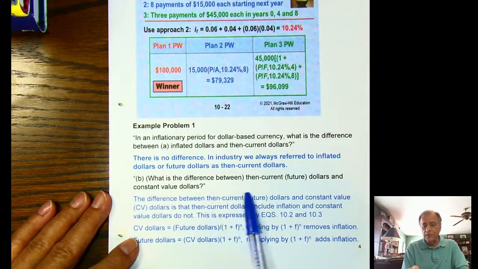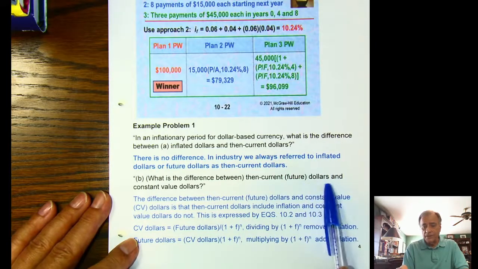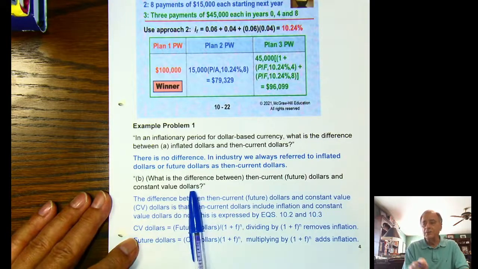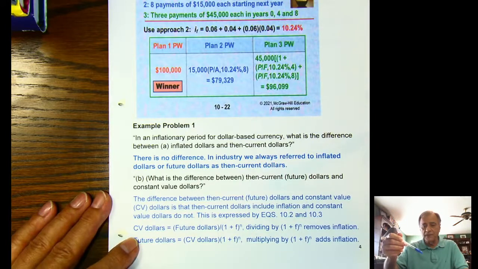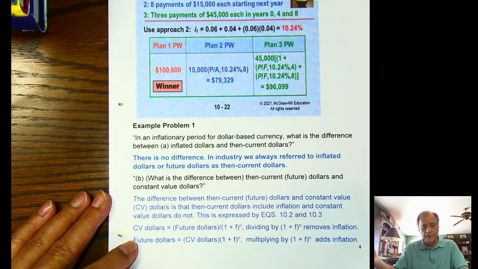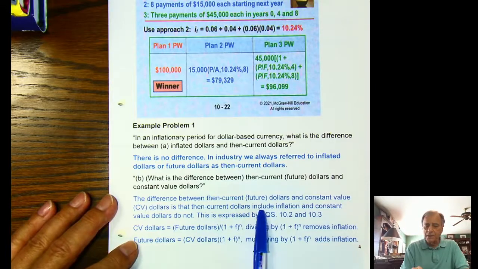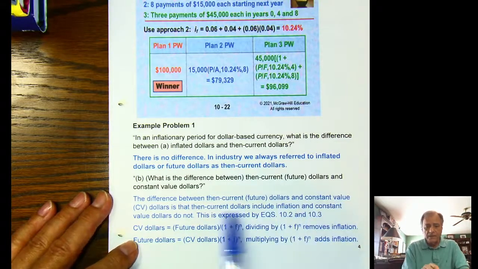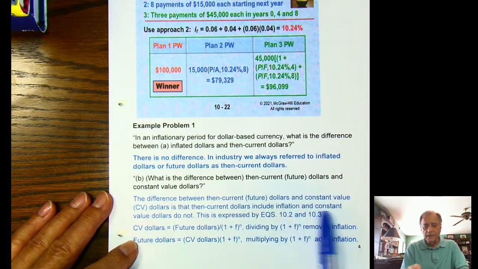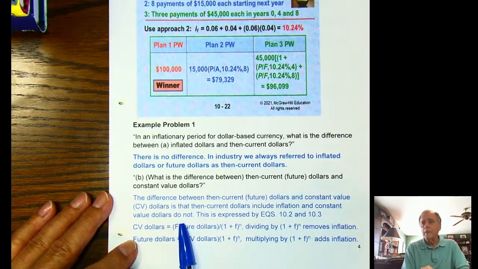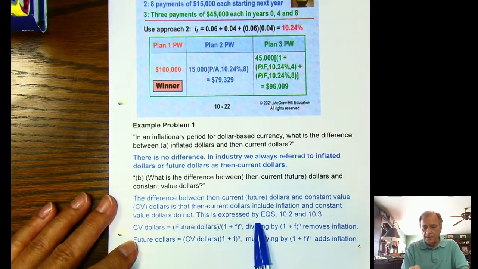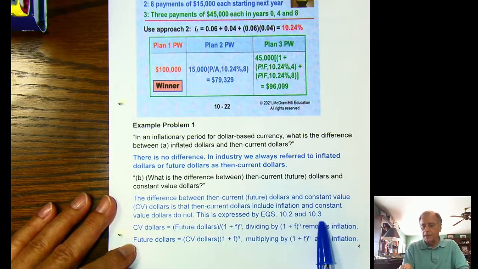Part B. What is the difference between then current dollars, future dollars, and constant value dollars? Remember, that was one of our equations, to convert from future dollars to constant value dollars and vice versa. Those were equations 2 and 3 in Chapter 10. The difference is that then current, future dollars include inflation and constant value dollars do not. This is expressed by equations 10.2 and 10.3.